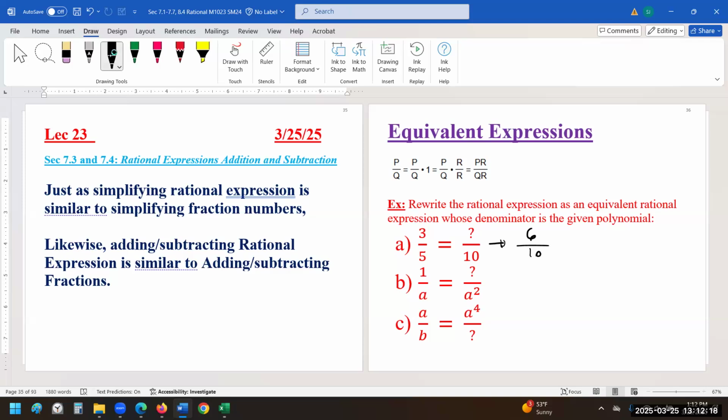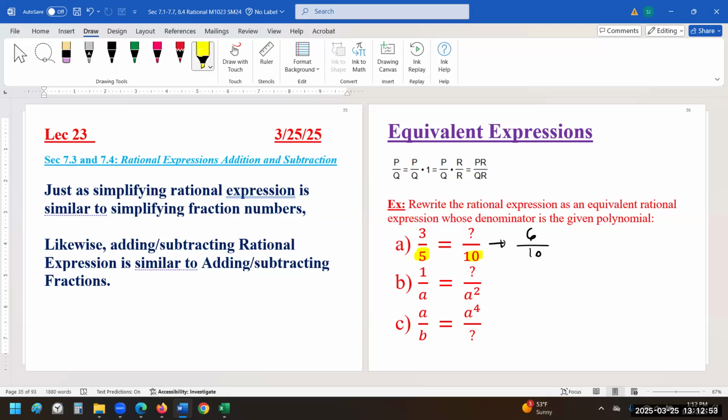How do you get 6 over 10? What did you do? Multiply by 2. So you observe the given information. We have 5 and 10 in the denominator. To go from 5 to 10, we multiply 5 by 2 to get 10. Now, since we multiplied 5 by 2, you need to multiply the numerator by 2 also to have the equivalent expression. So an equivalent expression has the same thing: you multiply by the same number on the numerator and denominator.